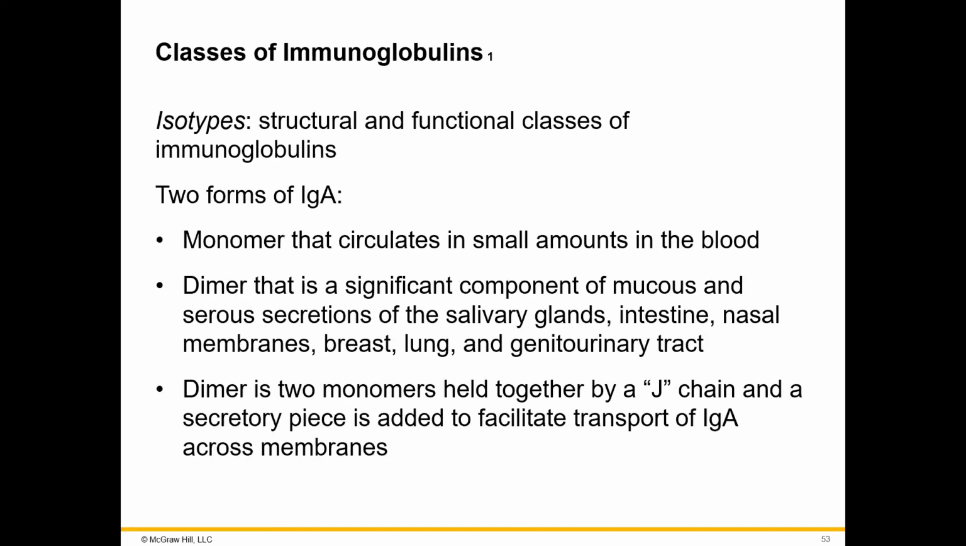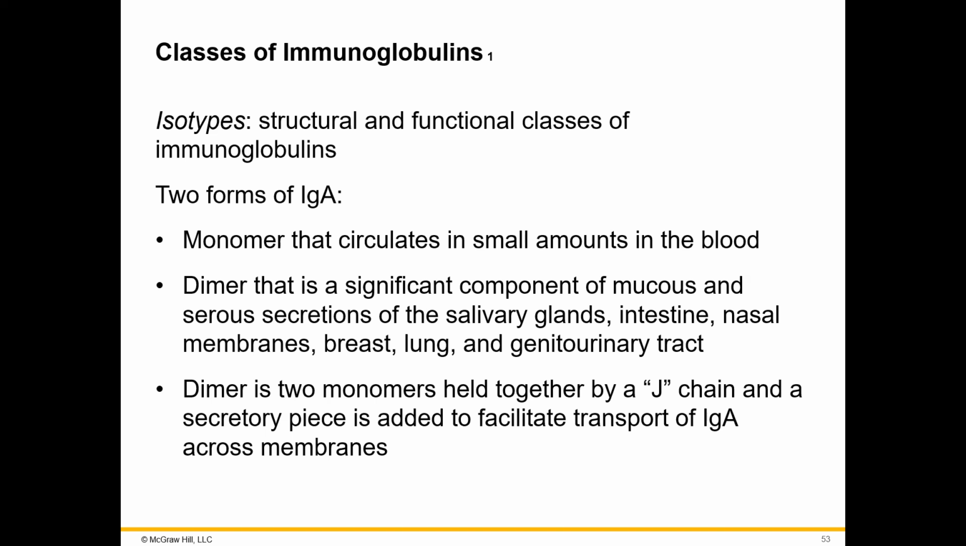Different classes of immunoglobulins. So classes, these are different structural as well as functional classes, and they are called isotypes. They're differentiated with shorthand names followed by a letter. So it's Ig for immunoglobulin, and then you have G, A, M, D, and E, 5 different kinds. So IgA is one that is really worth investigating a bit more.